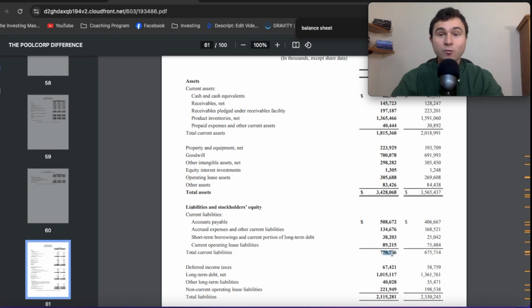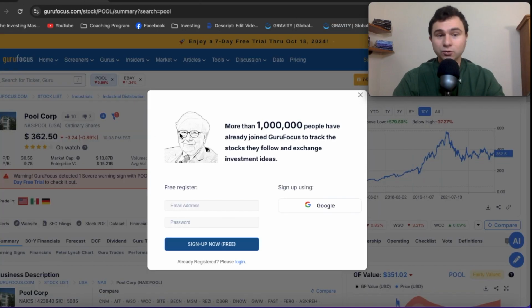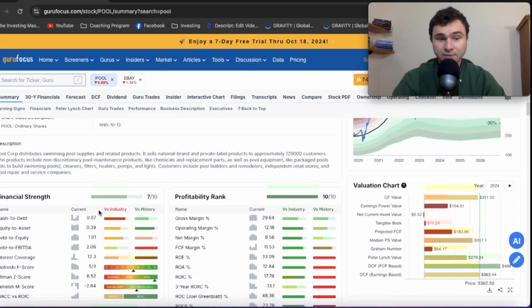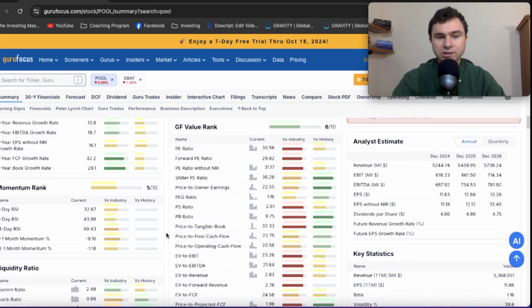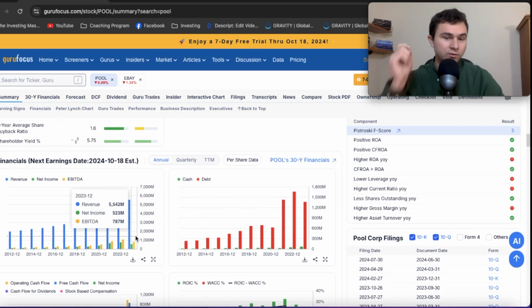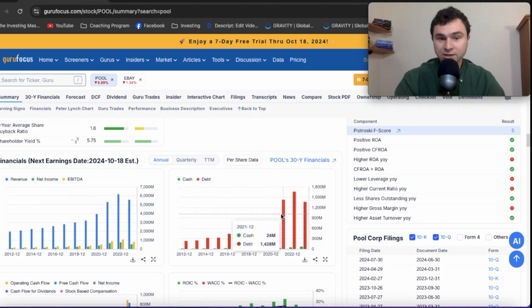And I have a website for you for free if you want to avoid this calculation. This website is called Guru Focus. That's one of the best websites regarding finance. And I just typed Pool Corp. I'm here in the free website, by the way. You can check all the metrics, but what is important for the balance sheet is here. You don't even have to look at the annual report. There is a chart here with the amount of cash and the amount of debt.